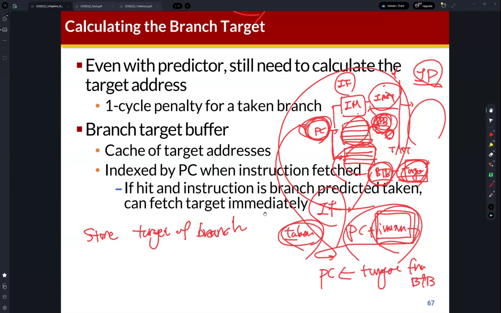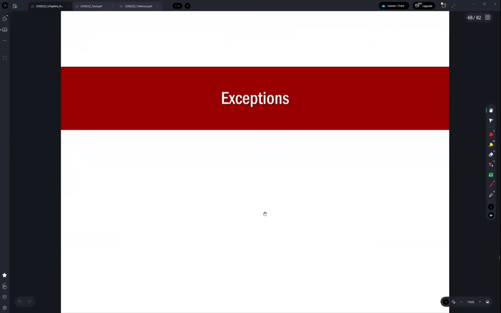Also, I explained that the target of the branch instruction is a kind of constant value, right? So we can just store the target of the branch instruction in the branch target buffer. Also, we can access the branch target buffer using the program counter, right? So you know the branch prediction buffer and the branch target buffer are in the instruction fetch stage. Okay? Then we learned about the exceptions.